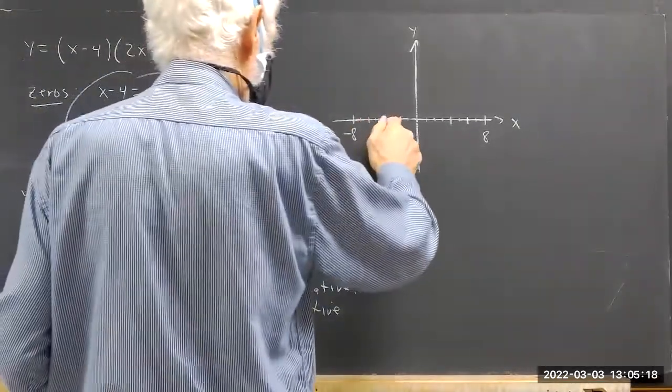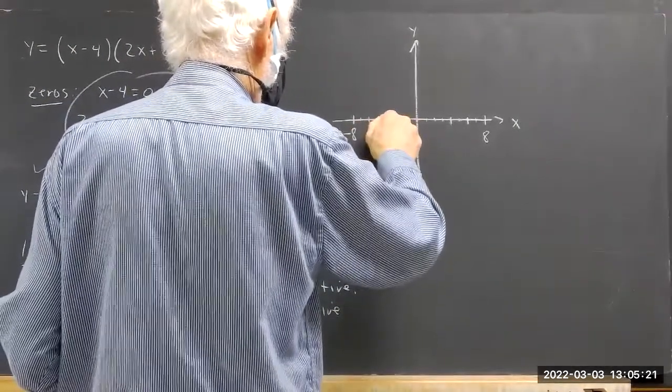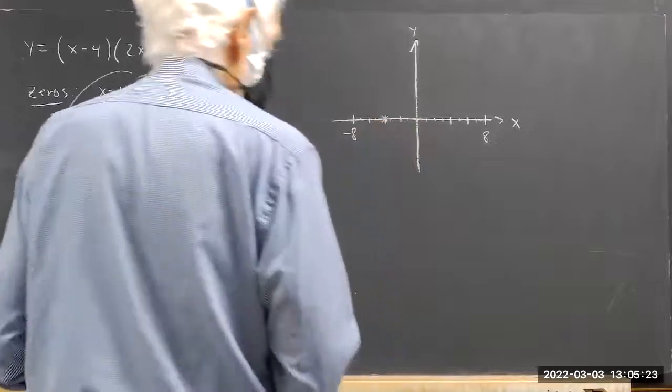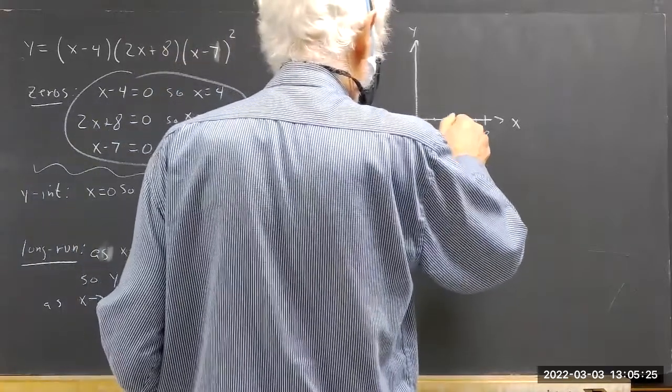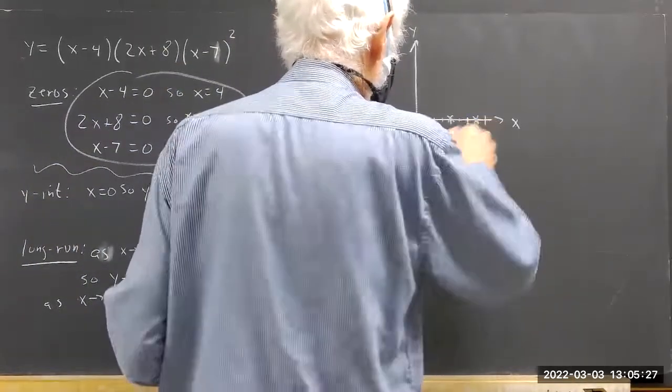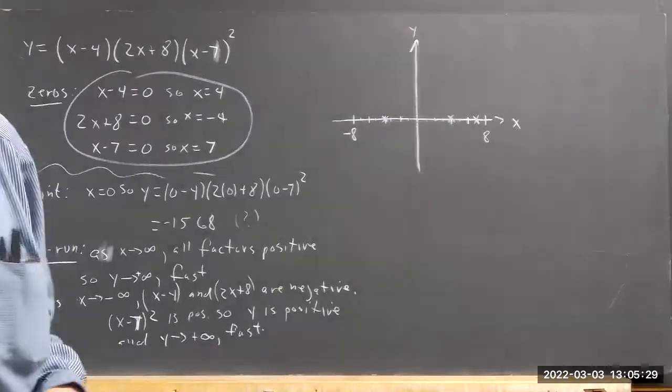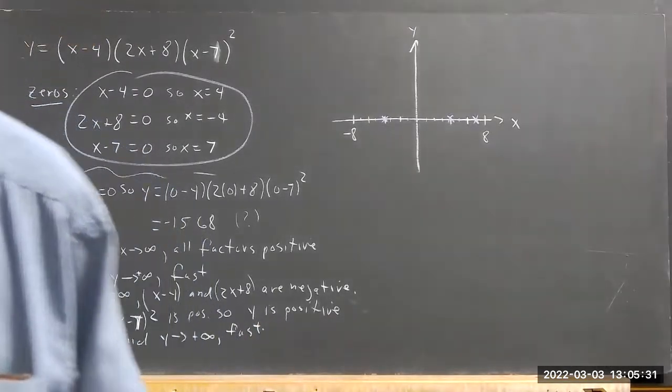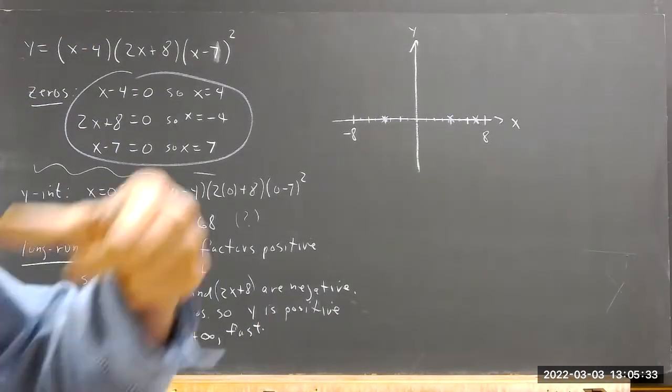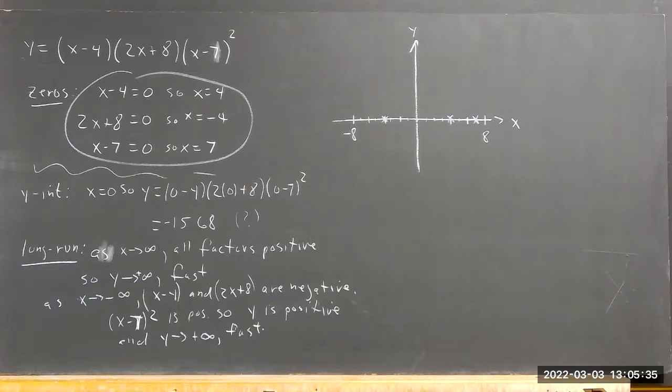I'll use purple chalk to indicate my zeros. Here's an x zero, -4, 0, +4, and 0, 7. I'm not even going to label those because you should know what they are, but when you do it, you need to label them, okay? Just to reinforce to yourself what it is you're doing.